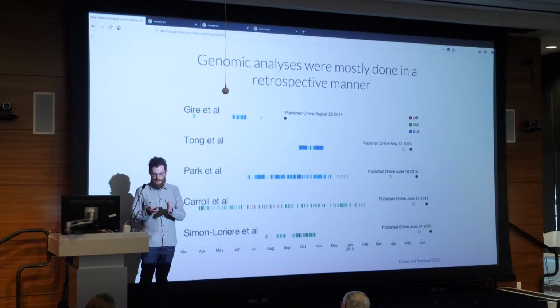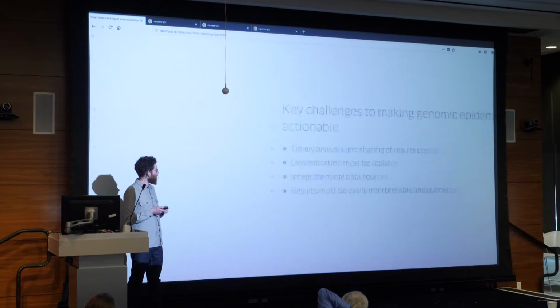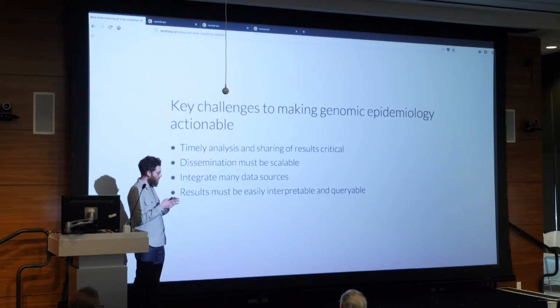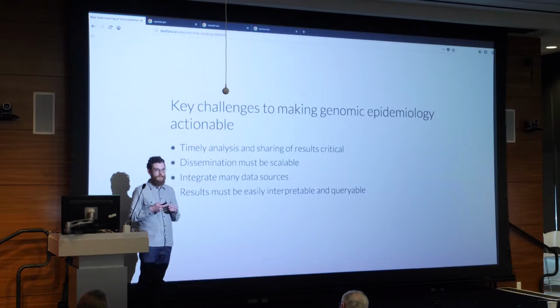So generally, there's been this very large discrepancy between when samples are collected and when genome information, when inferences, become available. More recently, we've been trying to work on this. In thinking about this problem, there are some key challenges. Namely, the biggest one is that timely analysis and sharing of these results is critical. We just need to be very fast here.